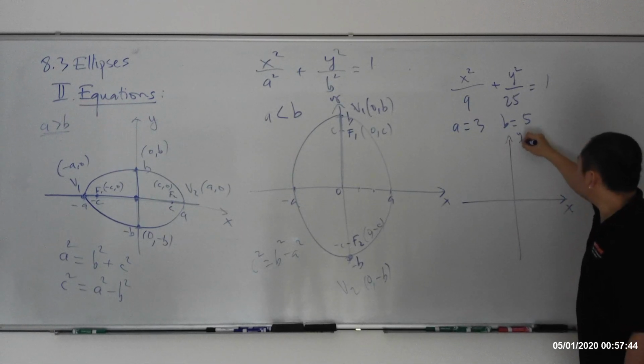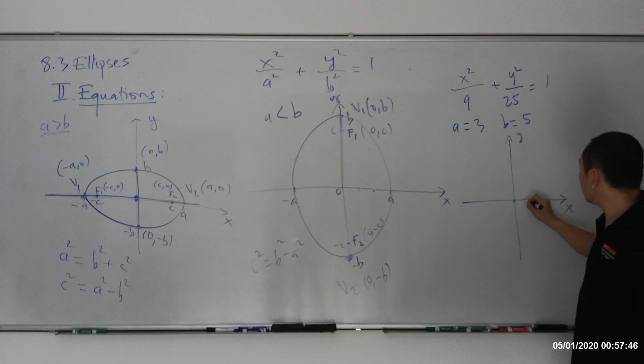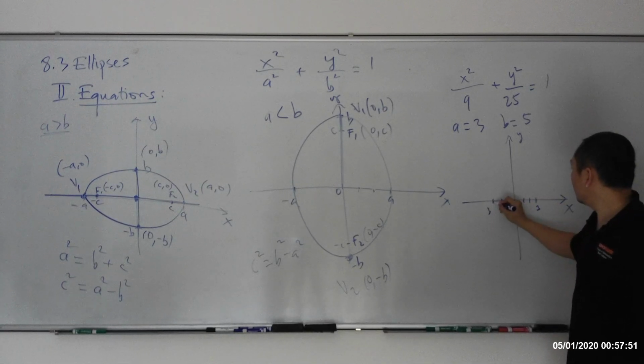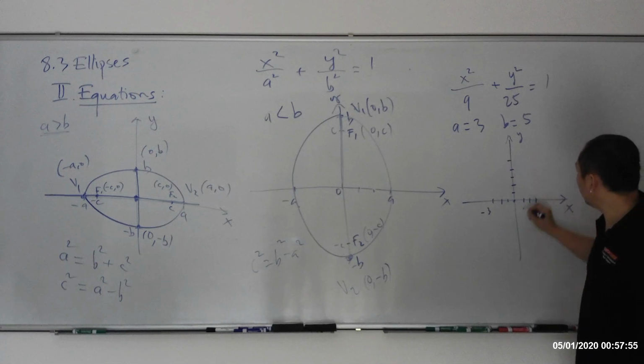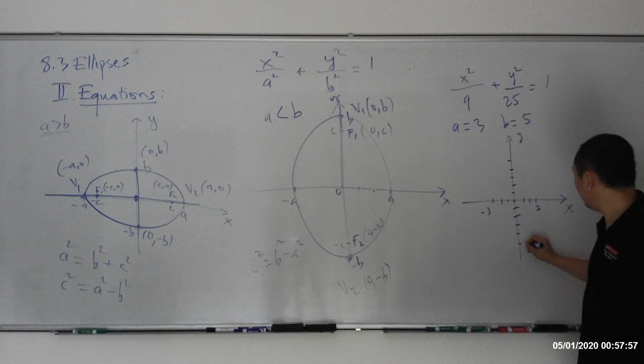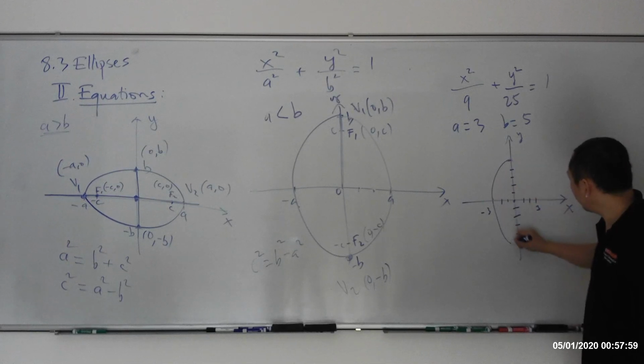X-axis, y-axis. So a is 3 from the center. We go to the right 3 units, and we go to the left 3 units. Okay, so negative 3 here, 3 here. Go up 5: 1, 2, 3, 4, 5. Go down 5: 1, 2, 3, 4, 5. Okay, you guys have an ellipse.